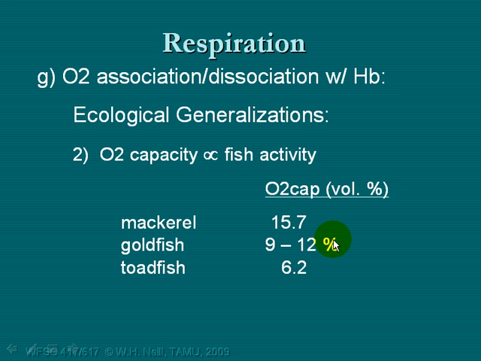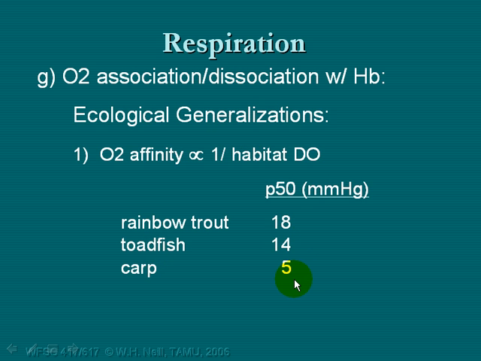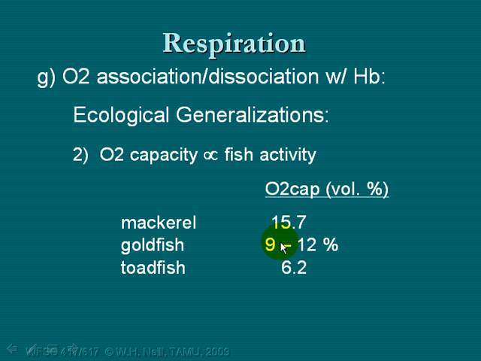And here I'm using volume percents. So what I'm talking about is milliliters of oxygen per 100 mils of blood, I think. And that's because that's the way the numbers are tabled in the literature. And here I use the toadfish again just to show you that even though the toadfish has low affinity, I guess, a high P50, because it lives in a fairly oxygen-rich habitat, doesn't mean it has high capacity.